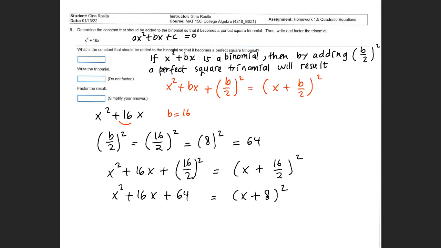So now we got the answer for this one. Look at question number 2: write the trinomial, do not factor. So the answer you write down is x squared plus 16x plus 64. The third one, factor the result. The result is x plus 8 squared. To solve this question, we have to find b first.